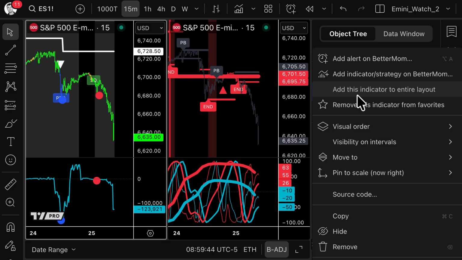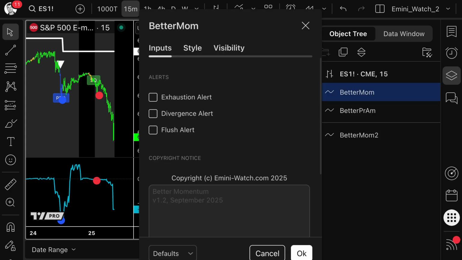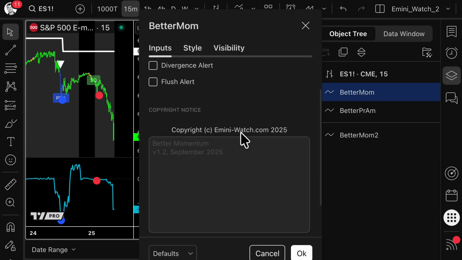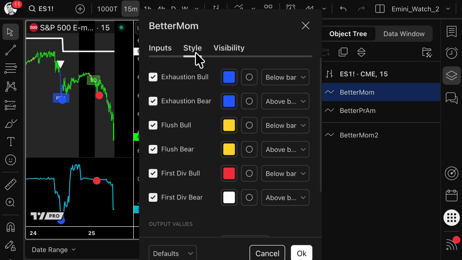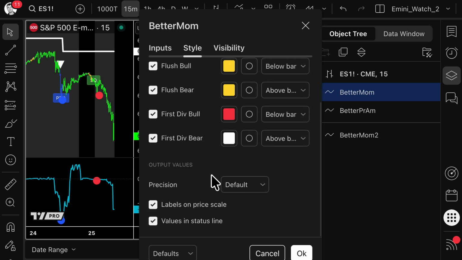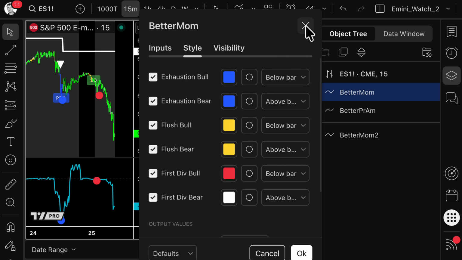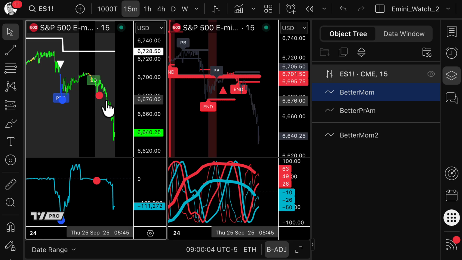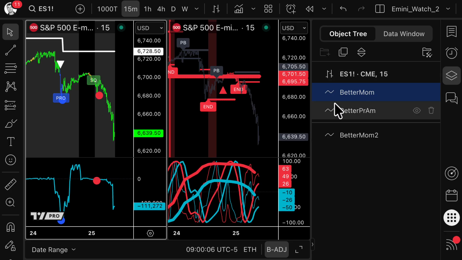So that's beta momentum. Let's look at the settings on beta momentum. Inputs, we've got our alerts, exhaustion, divergence and flush signals happening there. In terms of the styling, we've got exhaustion, bull and bear signals, flush, bull and bear signals, and divergence, bull and bear signals there. Very straightforward on beta momentum. Those are the dots that are printed on the price bars themselves. Beneath the price bars, we can actually see the reads on beta momentum.